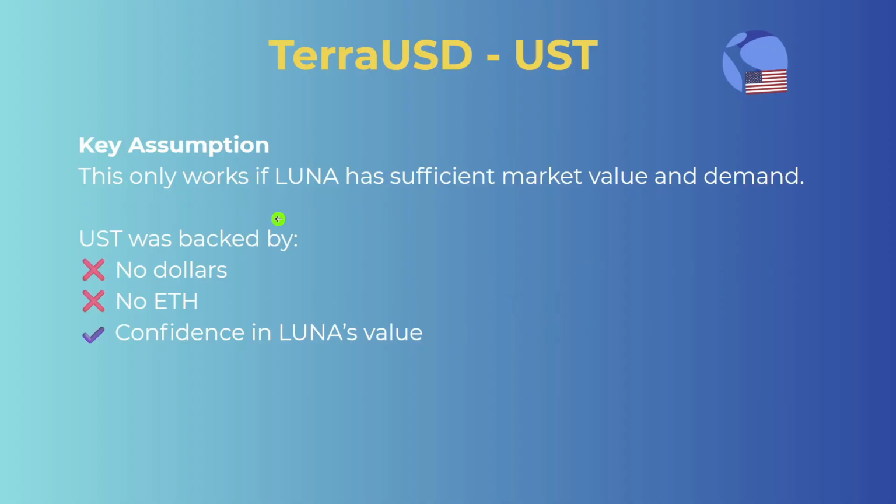So the key assumption here is that this only works if Luna has sufficient market value and demand. So there were no dollars backing UST, only the confidence in Luna's value. So there was basically no collateral behind this token.